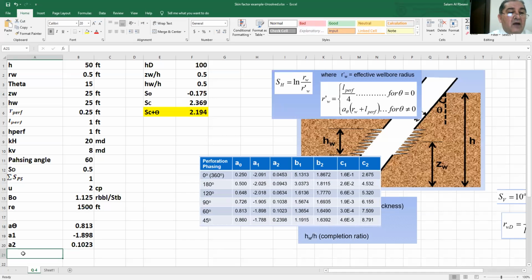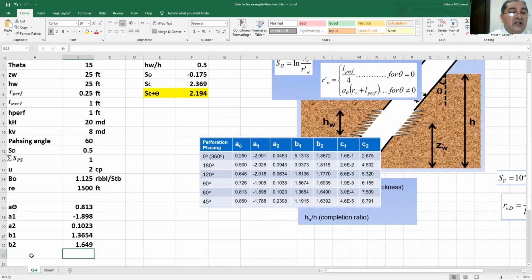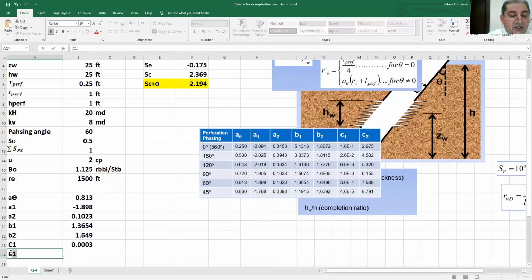A sub 2 is 0.1023. And now we're going to go with B1, that is 1.3654. And B2, that is 1.649. And we need also C1, that is 0.0003. And finally, we need C sub 2, that is 7.509.